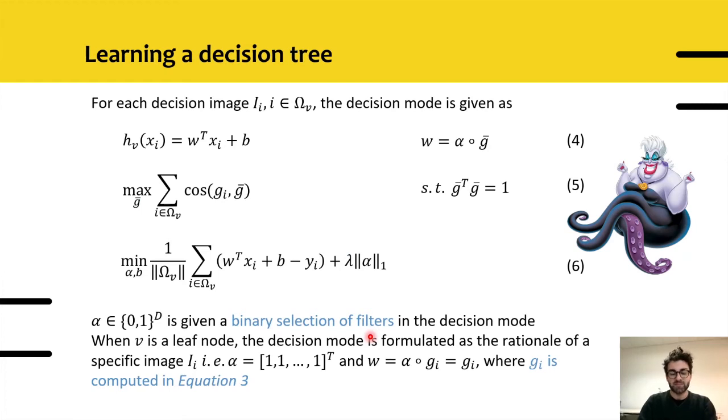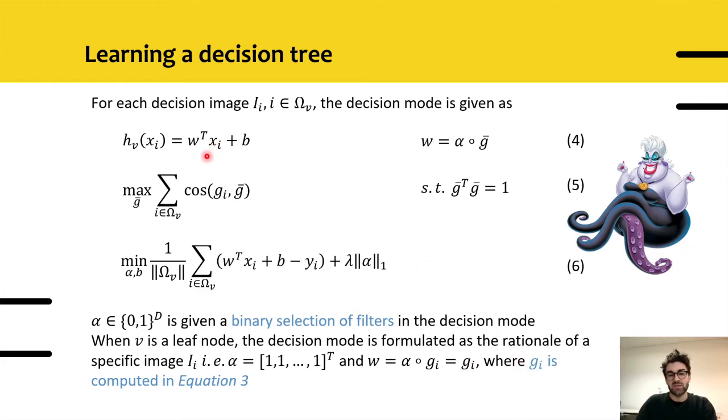Some other equations are quite important. For each decision image, the decision mode is given by the first equation, that is given by W transpose times xi plus b. W is defined as alpha element-wise multiplication g hat. Alpha is given by a selection of filters, and it's a binary filter with dimension the number of filters d. For the leaf node, alpha will be ones, and W, therefore, will be gi. Gi is computed in equation 3, the Mickey Mouse equation.